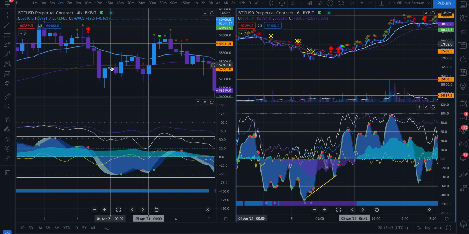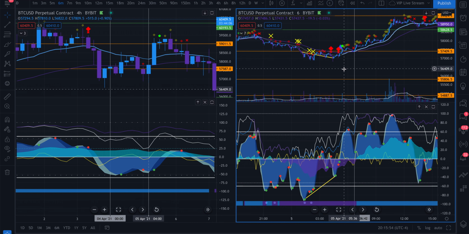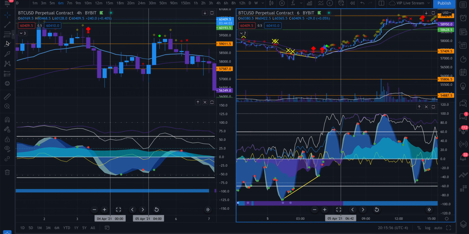So when I see that we've come down to my orange support level, and when I see that we're starting to print a bottom on Market Cipher B on the higher time frames, and then I come to the lower time frames and I see a bullish divergence, I see a clear direction of money flow.